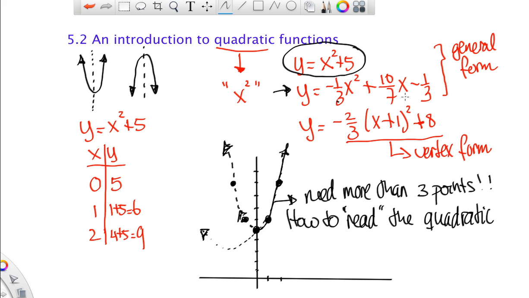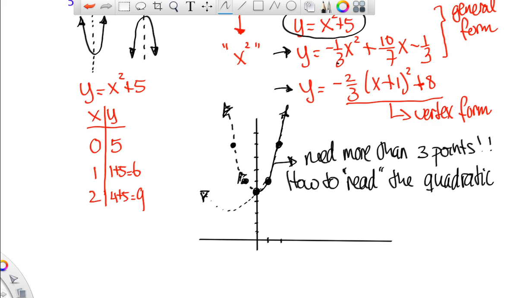You can't just look at this and say, well, the negative 1/3 is the lowest point. It's not. And the same thing is over here. That 8 has something to do with the lowest point, but it's not going to be at 0, 8. Okay, this one is in vertex form, and that means something completely different. So this is what we need to figure out: how can we read these equations so that we can find enough points to graph it?